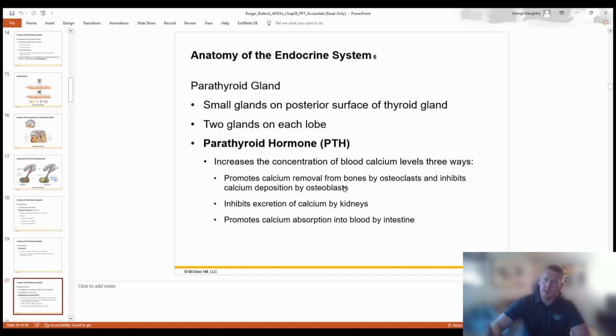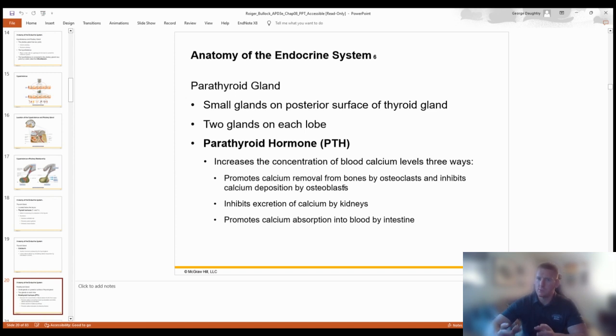Okay. Now, the thyroid also has a subcomplex, which is known as the parathyroid gland, and the parathyroid gland produces a very specific hormone. It's common sense, the parathyroid hormone. Now, what does the parathyroid hormone do? It does the exact opposite of what calcitonin does. So calcitonin removes calcium from the blood. Parathyroid hormone increases the concentration of calcium in the blood, or it puts calcium back into the blood.